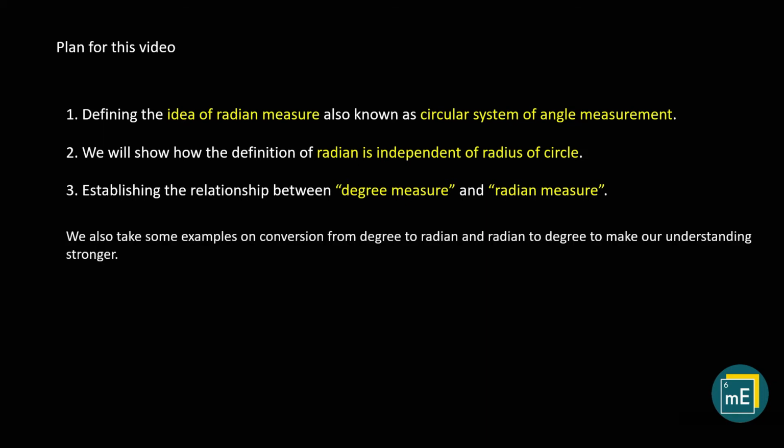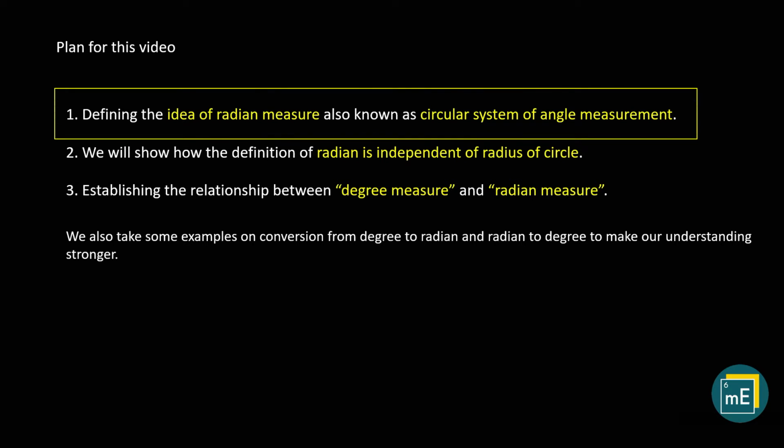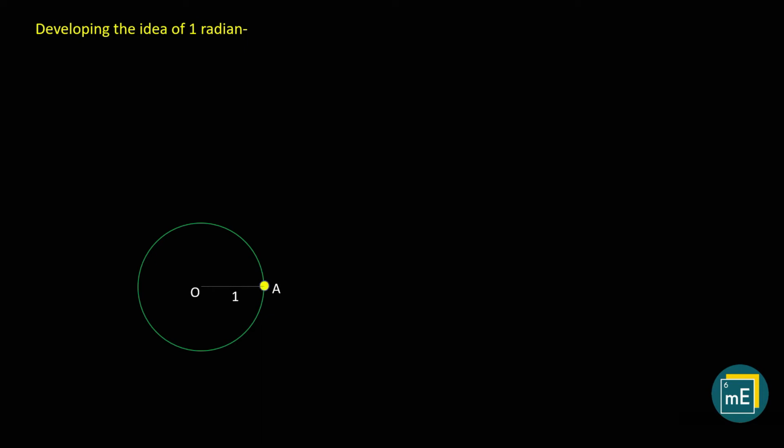So let's start by developing the idea of 1 radian. To define the idea of 1 radian, let's consider a circle with radius 1 unit. Now imagine a point moving along the circumference of this circle, and let's say that the length of circular path covered by this point can be represented along a straight horizontal line. And to do that, let's unwrap the circumference of the circle and represent it along a straight horizontal line.